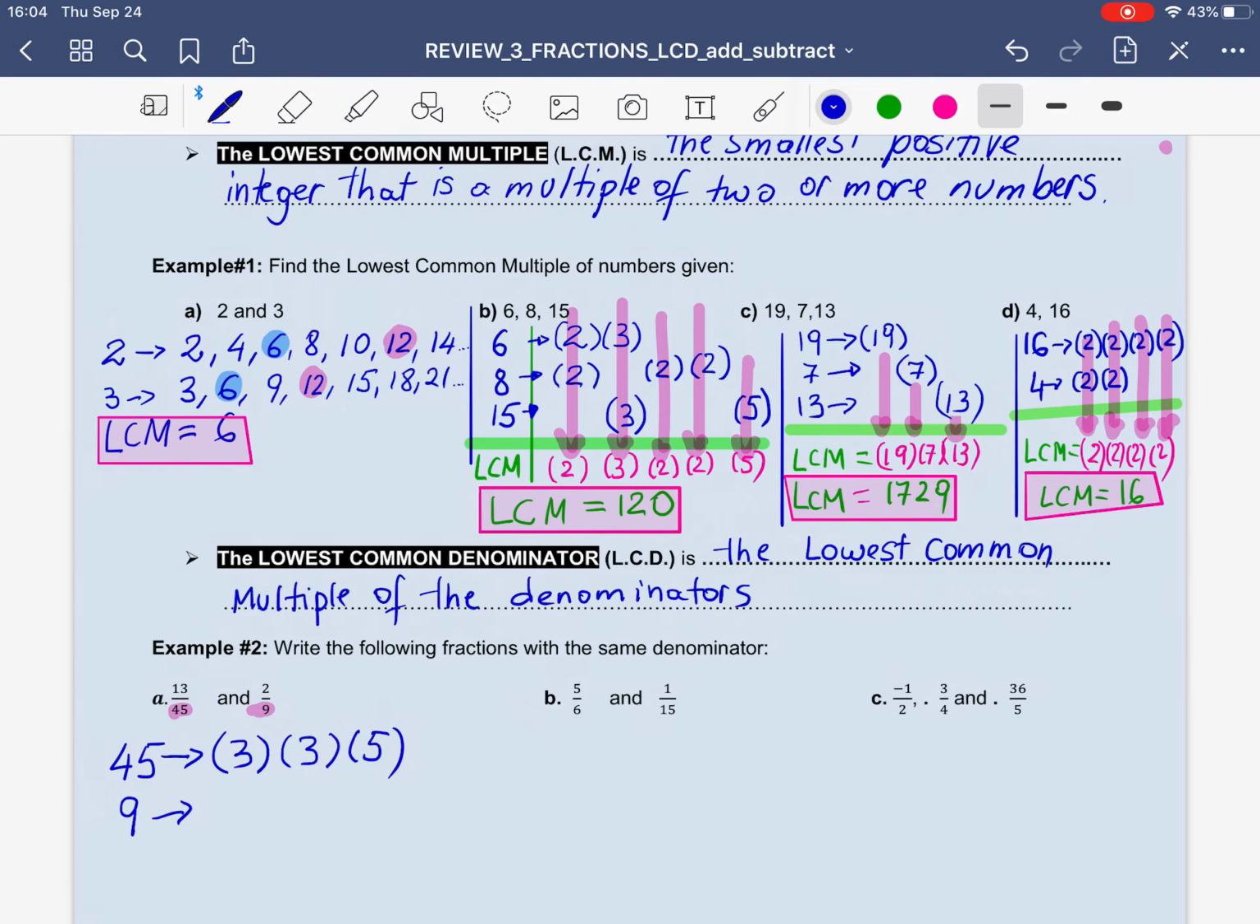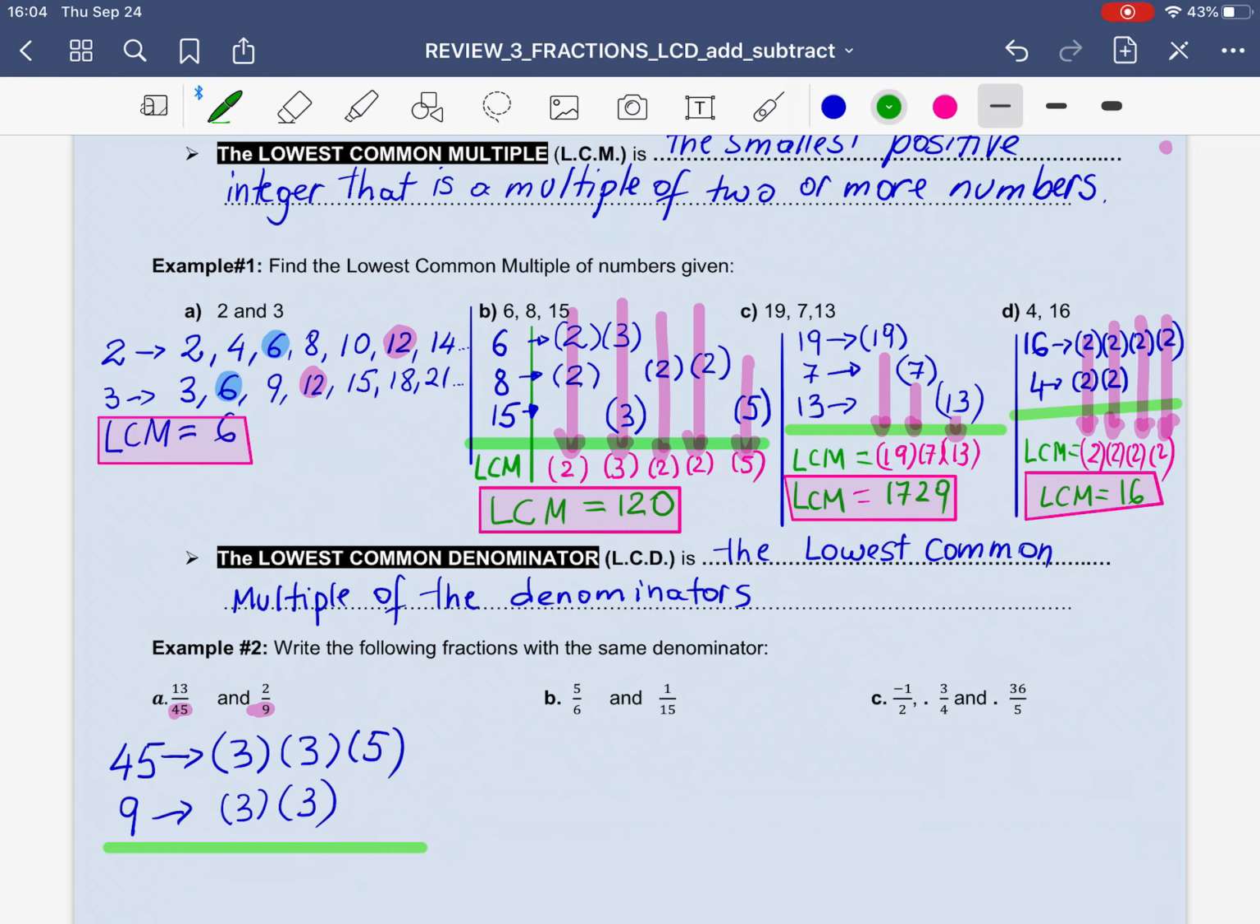3 times 3 times 5 will give 45. They're all prime numbers. Number 9 is 3 times 3. And we have the spots for number 3 here. So we'll go ahead and draw the line.